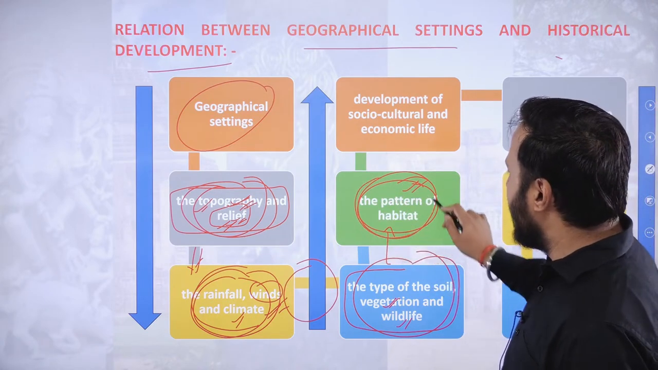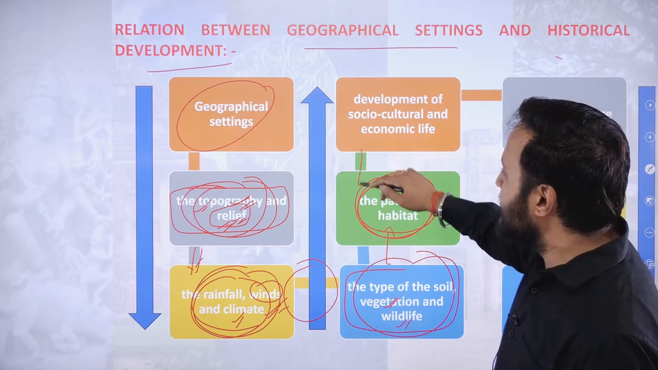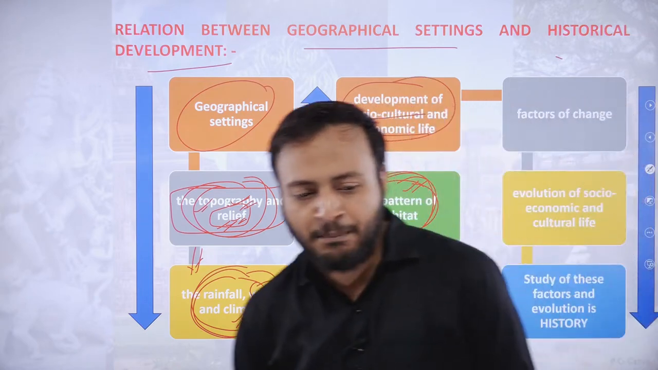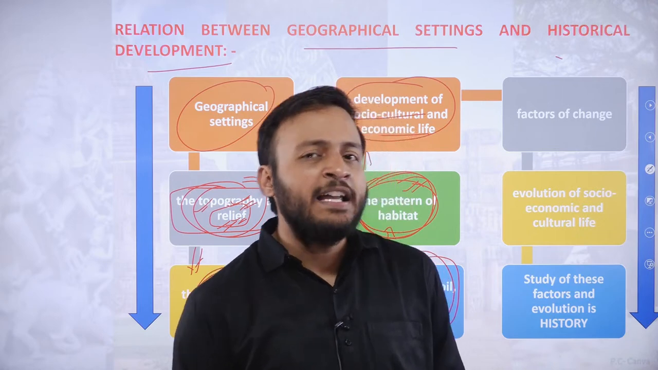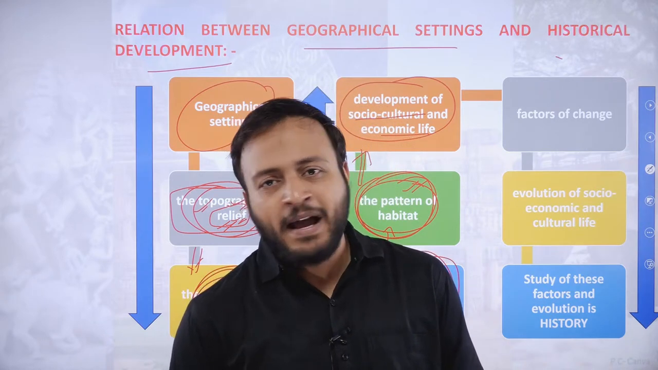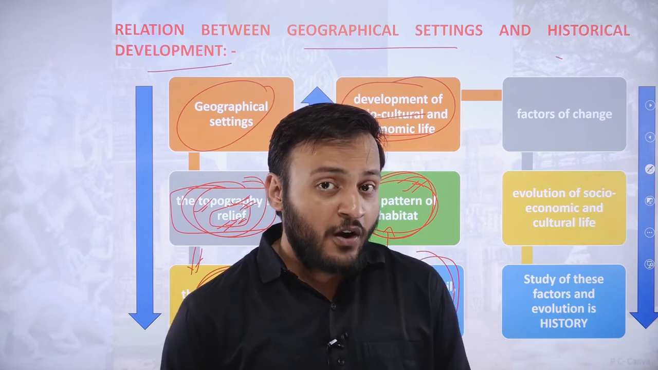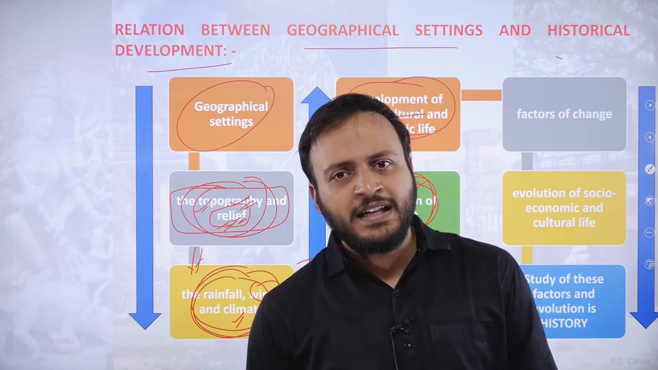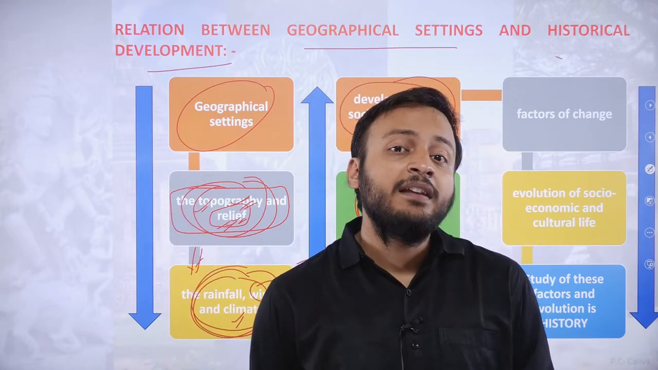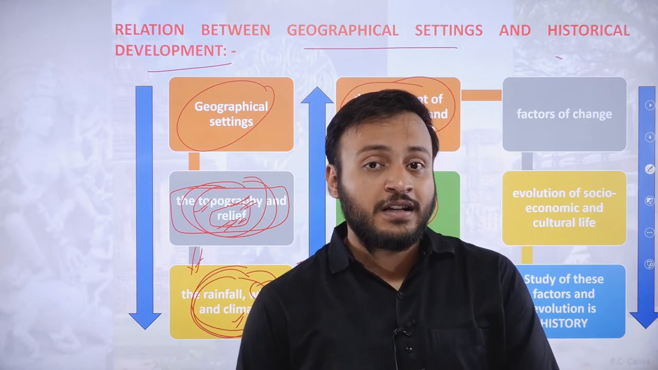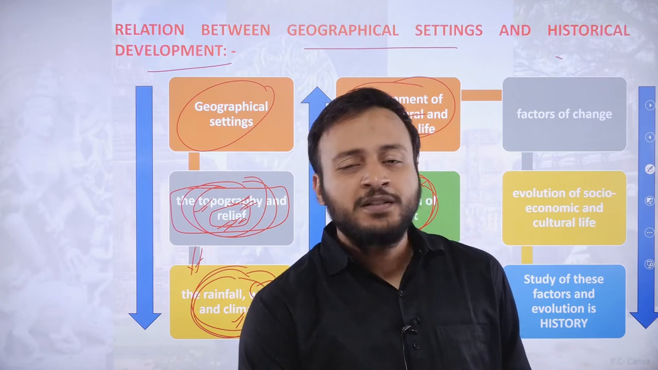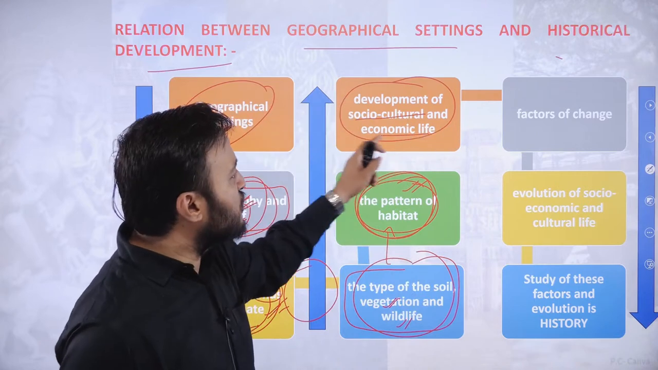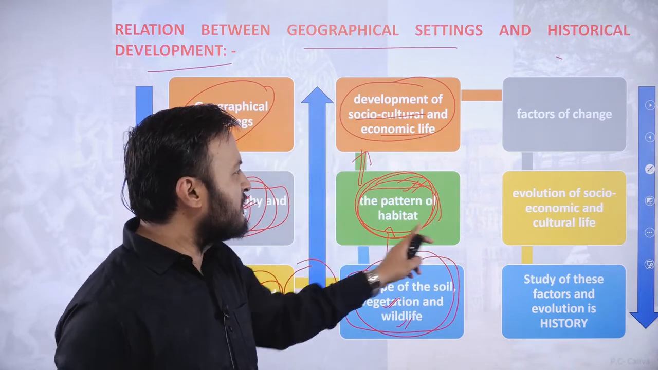So when the habitat is determined, the habitat also decides the extent of development and the socio-cultural and economic life. How does it happen? For example, if I am living in a metro city, then my standard of living will be different from that of a person living in a remote place. If the person is living in a village, he will be getting healthier, much cleaner food and water as compared to the person living in urban areas, isn't it? So definitely the development of socio-cultural and economic life depends upon the pattern of the habitat.